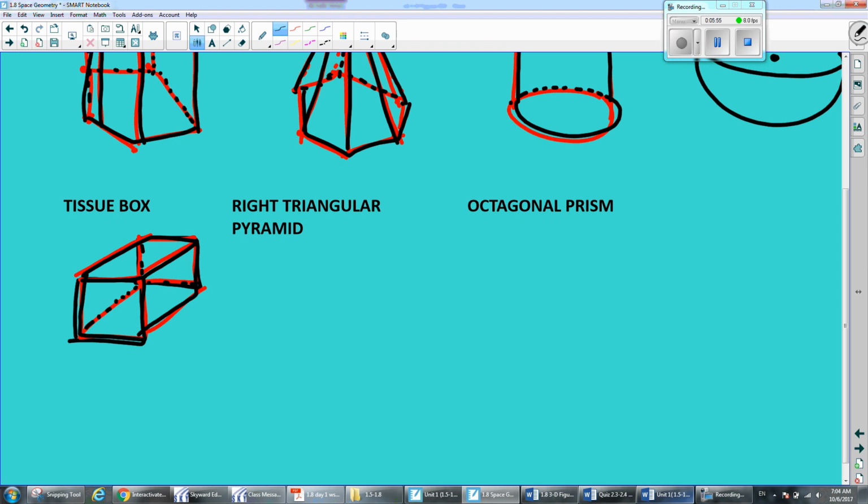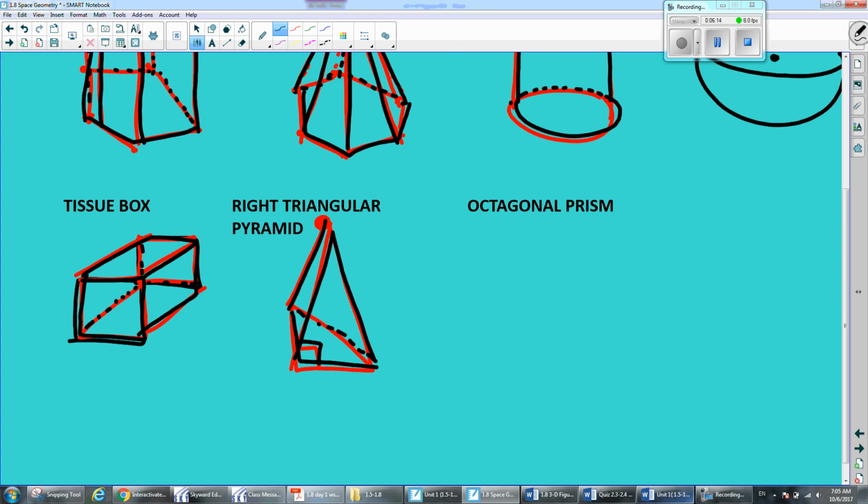A right triangular pyramid. That means the base of this pyramid is a right triangle. Here's all the points. Now we have to go back in and dot those lines that we can't see.